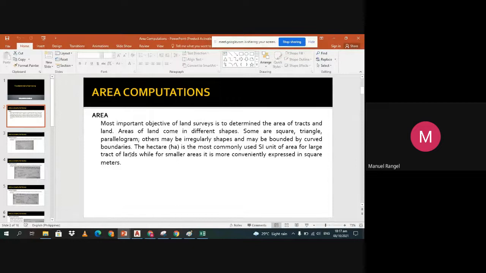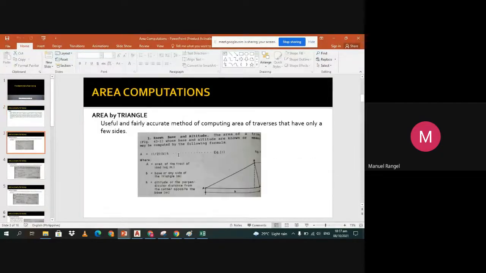So ang hectare is the most commonly used as a unit of area for large tracts of lands, while for smaller areas it's more commonly expressed in square meters. Okay. So in determining the area, especially sa area of triangle, there are formulas, no? Useful and fairly accurate. When the base and the altitude is given, for any triangle, the area can be computed by the formula A is equal to 1/2 B times height. So, basic naman eh. The base times height.